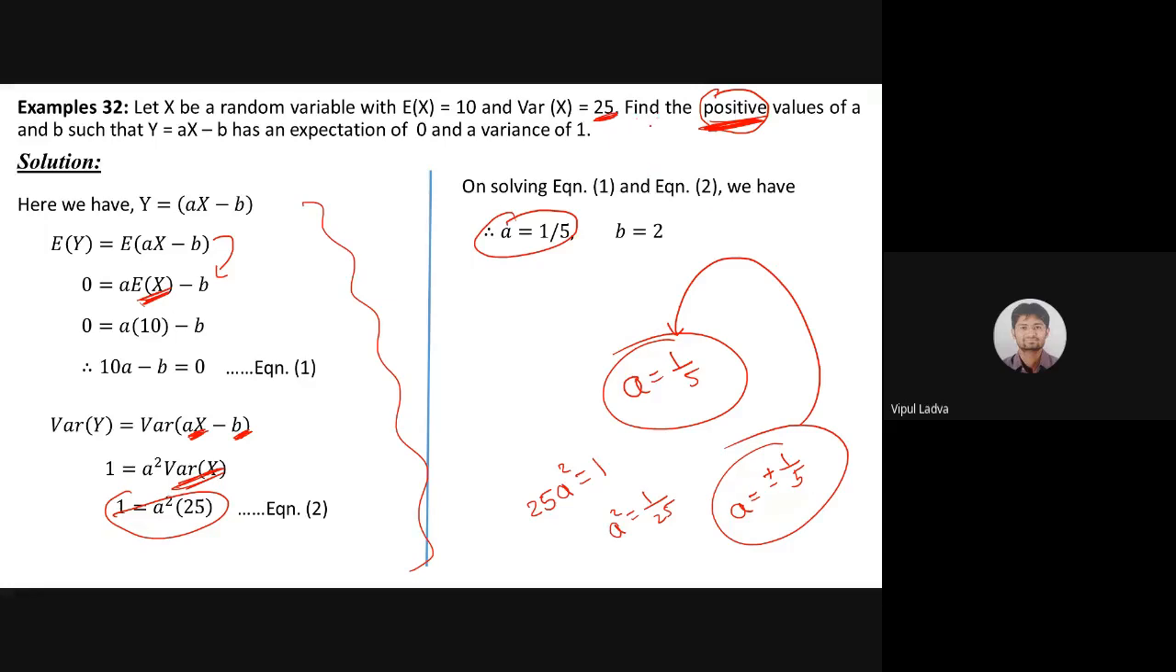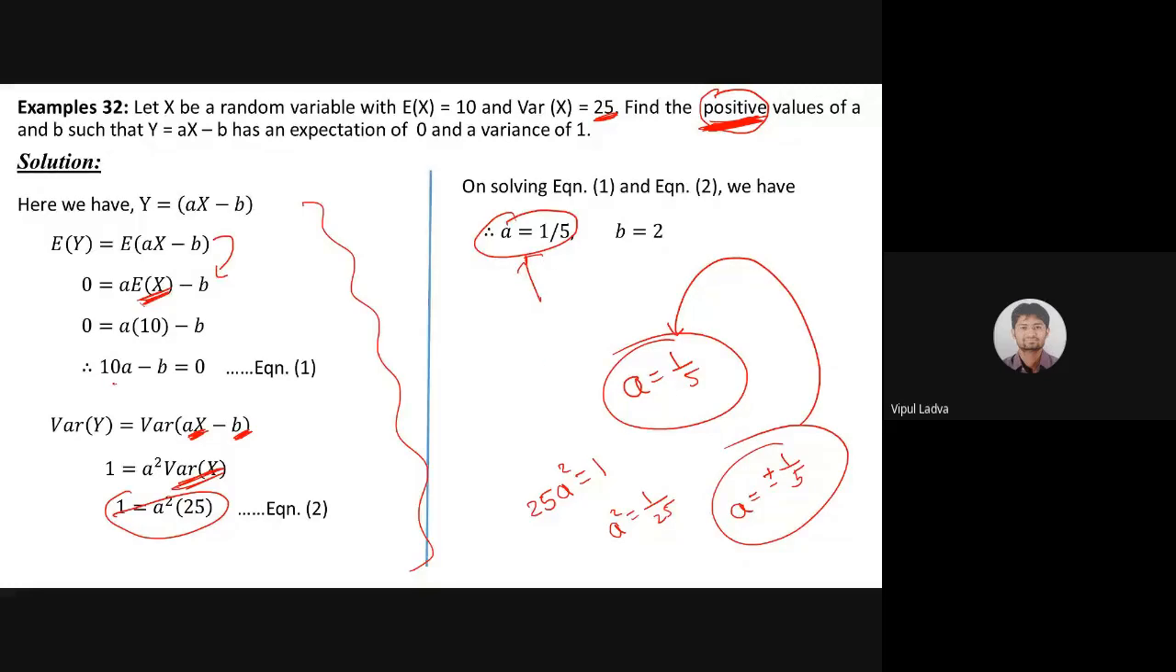देखिए कई बार ऐसा होता है कि हम क्वेश्चन ठीक से रीड नहीं कर रहे हैं. देखिए यहाँ पे क्लियर लिखा है, find the positive value of a and b. तो यहाँ पे -1 by 5 इसीलिए नहीं ले रहा हूँ, वरना a equals to -1 by 5 भी हो सकता है. It's totally possible. But as mentioned in the data, we are just interested in positive value.